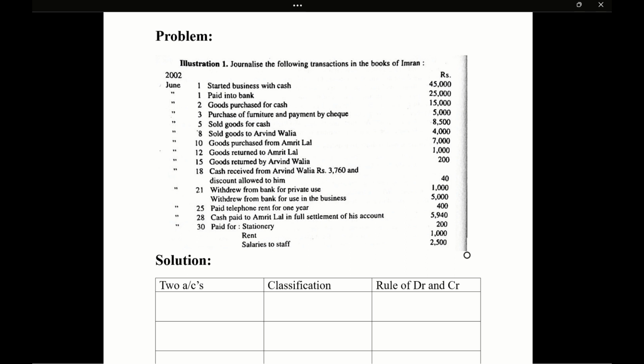They are the personal account rule: debit the receiver, credit the giver. The real account rule: debit what comes in, credit what goes out. And the nominal account rule: debit all expenses and losses, credit all incomes and gains.